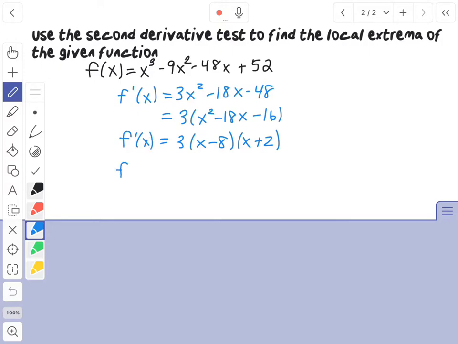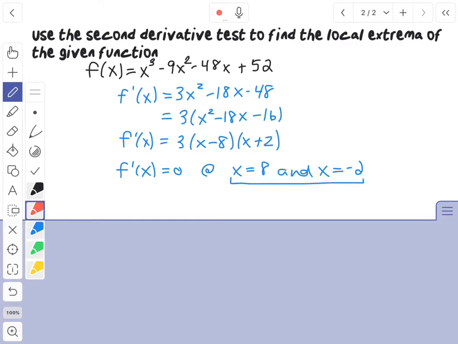Our first derivative, we can see, will equal 0 at the x values of 8 and negative 2. So again, the reason that we had to do this is we first had to identify our critical points.